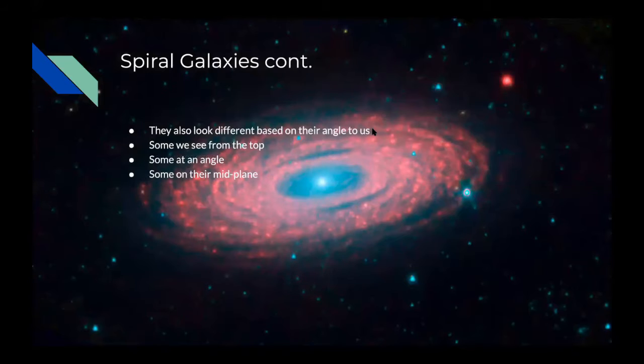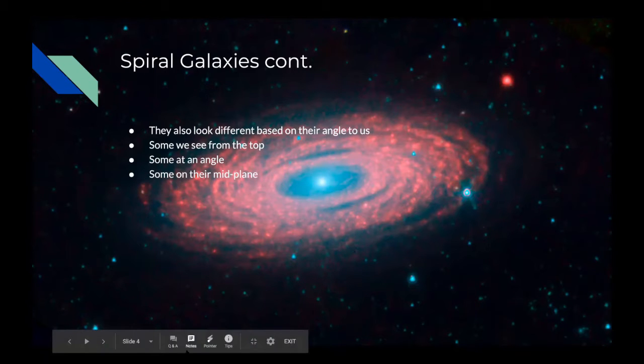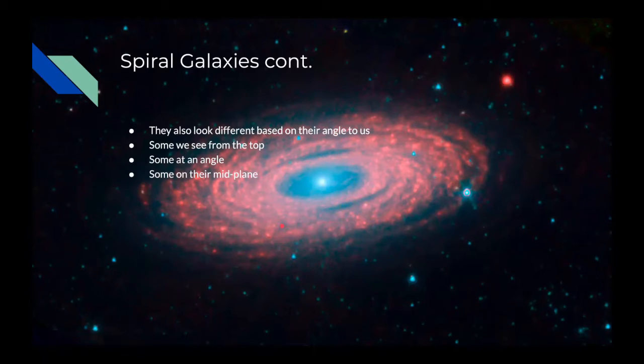And yeah, they look different based on the way we look at them. So if we look at them from the very top, you can see the entirety of the spiral. If you look at them from an angle, you can see most of the spiral, but not all of it. And then if we look at them directly side on, so from this sort of angle here, let's use a pointer. Thank you. So if you look at it from the top, you'd see the entirety of the spiral. At an angle is what this is. And on their midplane, you'd only see just a flat disk or just a flat bar, because that's what they are really, just disks.